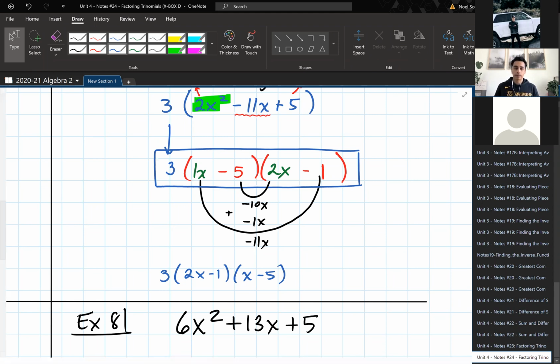Okay. So the full factor can be moved around, but switching just 2x and 1x sometimes doesn't always make it correct. But having 2x minus 1 in the front and x minus 5 in the back is the same as x minus 5 times 2x minus 1, right? Moving the full parentheses around, swapping them this way, that's fine. But I can't just take 1x, 2x and flip it and then get the same answer.